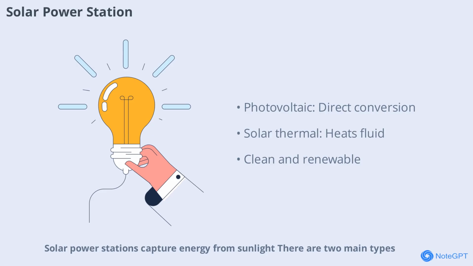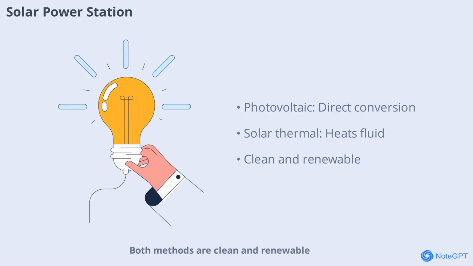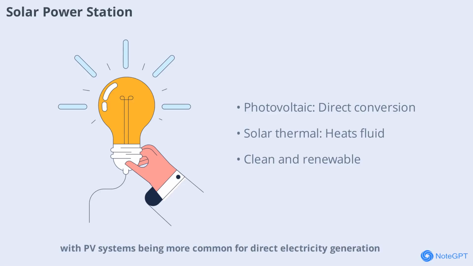Solar power stations capture energy from sunlight. There are two main types: photovoltaic (PV) systems, which convert sunlight directly into electricity using solar cells, and solar thermal systems, which use sunlight to heat a fluid and produce steam to turn a turbine. Both methods are clean and renewable, with PV systems being more common for direct electricity generation. Solar power is increasingly popular as technology improves and costs decrease.